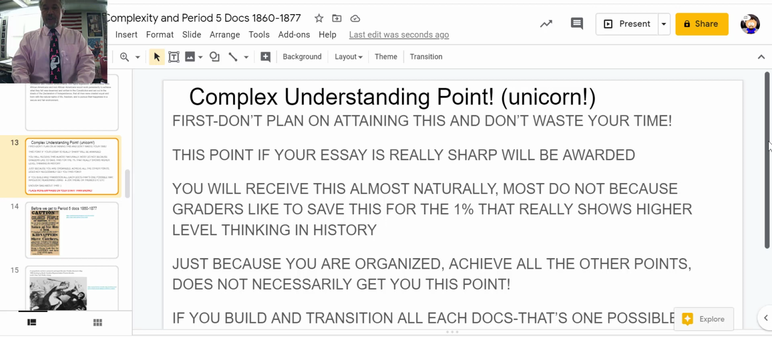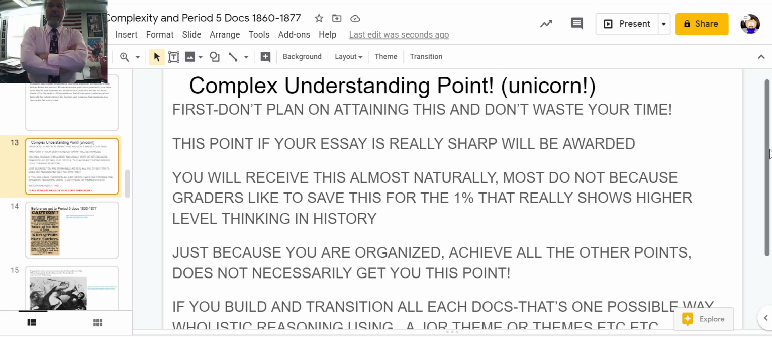The reason why is unicorn. People, graders, teachers, especially me, we don't like perfection. We don't like 100s. We don't want this year you get 10 points, and graders would not want to give you the 10th point. They want to reserve that for, I put on here, the 1% that really shows higher level thinking in history.